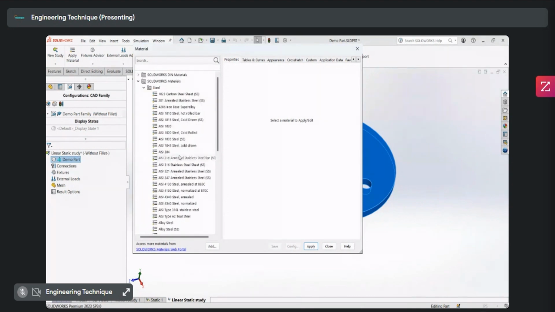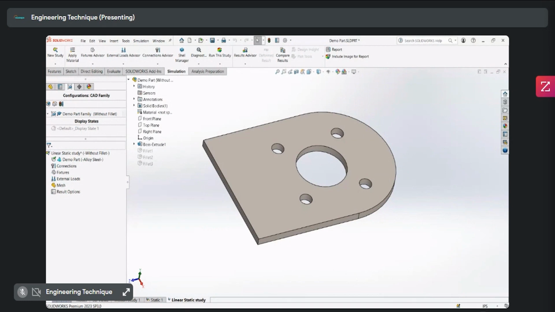So what I am doing is applying alloy steel. You can see the various material properties here, and I have applied and closed. You can see here the material has been applied, alloy steel. The next thing is connections, which we are not considering as it is a single part. If it is an assembly, then we need to use the connections. Now the other thing is the fixture.